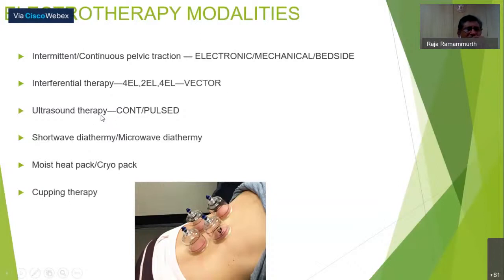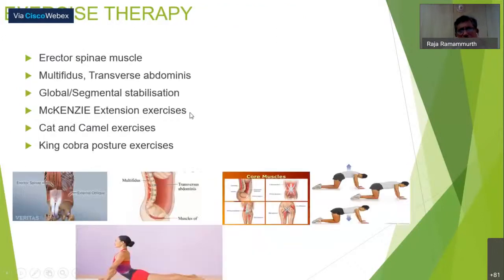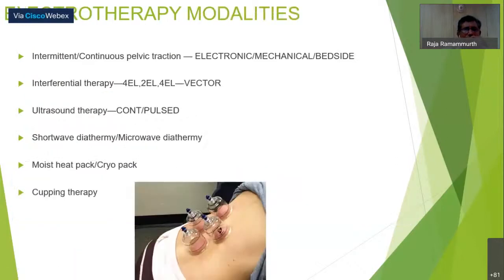Then the third treatment technique given for back pain is continuous or pulse ultrasound therapy. Pulse ultrasound therapy is for the acute stage of the condition, where we can give 0.5 to 0.8 watts per centimeter square for acute, 0.8 to 1.2 watts per centimeter square for subacute, and 1.5 to 2 watts per centimeter square for chronic patients. The acute patient will be given 3 to 4 minutes of treatment, subacute 4 to 6 minutes, and chronic patients 6 to 8 minutes of treatment with direct contact technique.